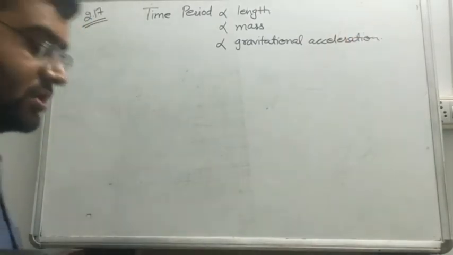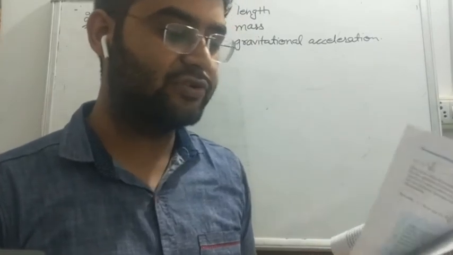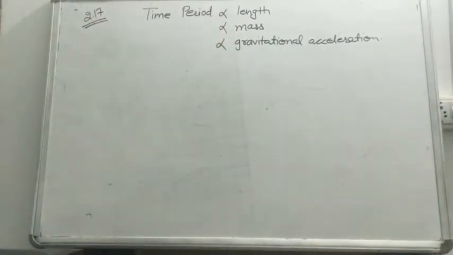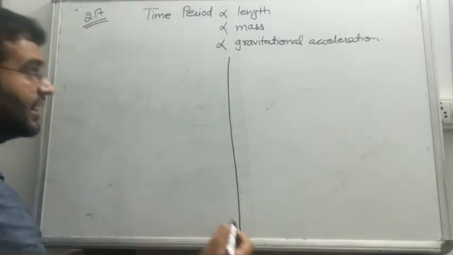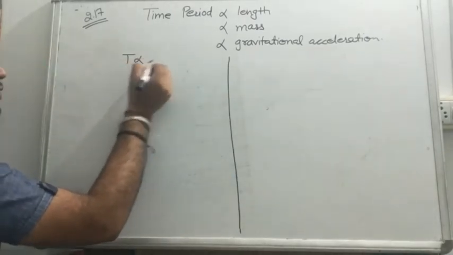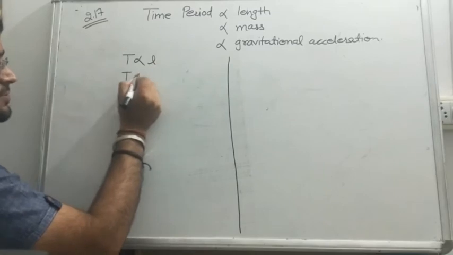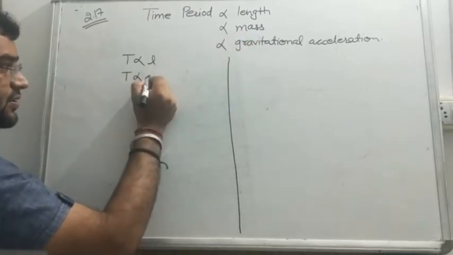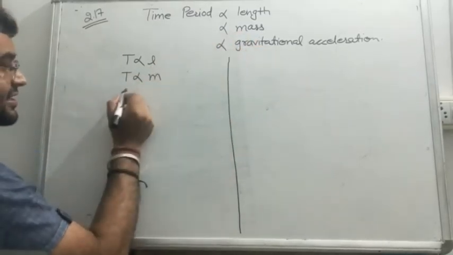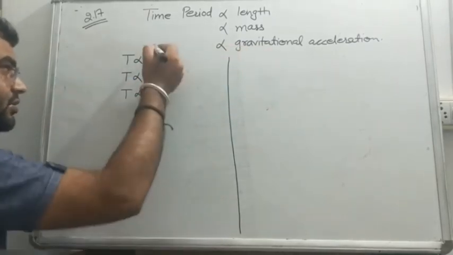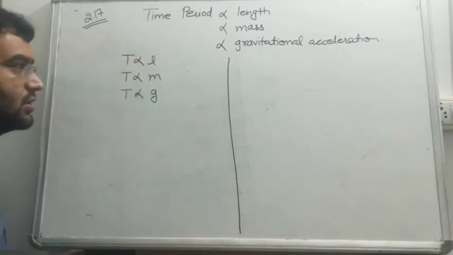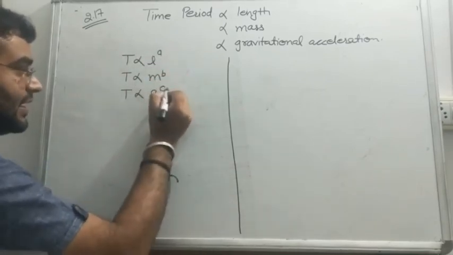It is given in the question, and what is asked? Derive the expression for its time period using the method of dimensions. It means आपको time period के लिए क्या find करना है? Formula find. For this, I am writing that T is proportional to length, T is proportional to mass, and T is proportional to gravitational acceleration. I don't know the power of these three, so I am writing here a, b and c.